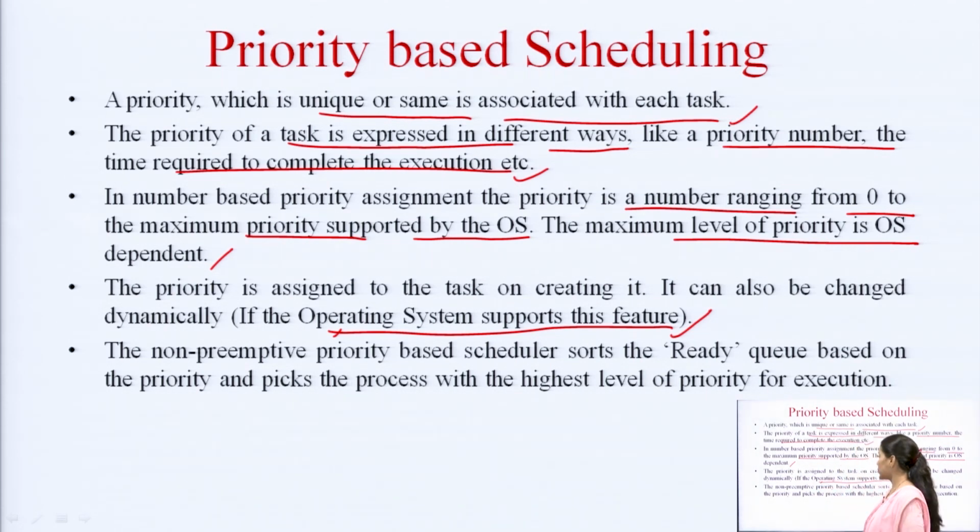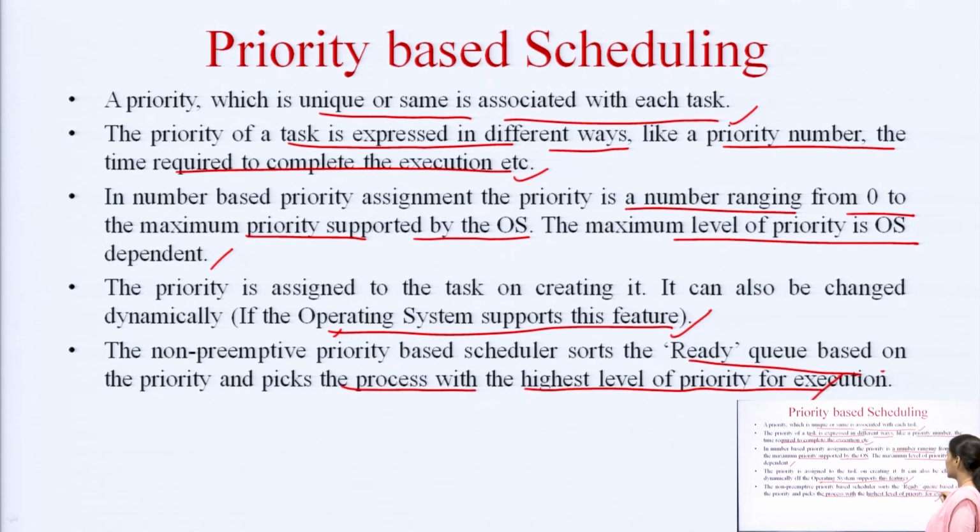The non-preemptive priority based scheduler sorts the ready queue based on the priority and picks the process with the highest level of priority for execution. So, in this way the different tasks are prioritized, and this information is given to the ready queue, and according to the priorities the tasks are arranged in the ready queue and they are executed accordingly.